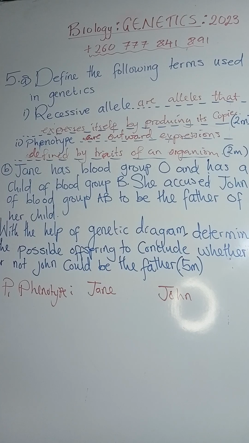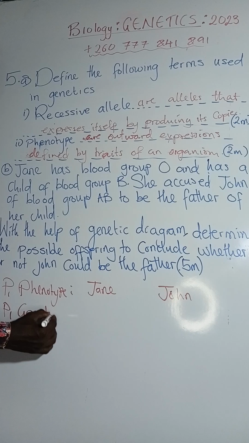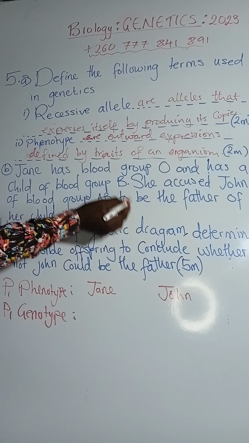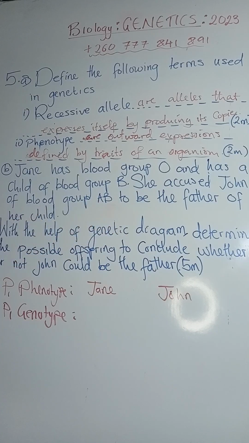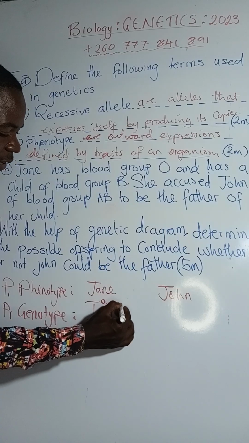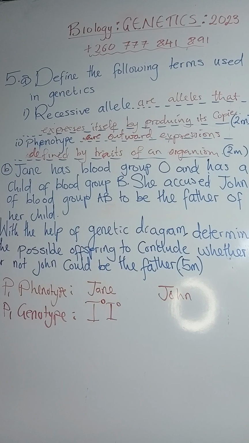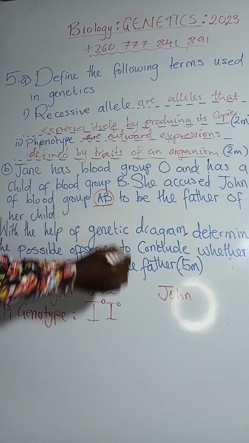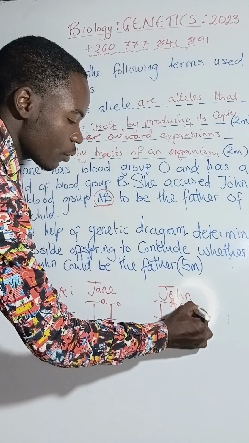Since these are blood groups, they are determined by the genotype for the blood group. We are going to have the parent genotype. Every blood group can be represented with the big letter I. According to the question, Jane has blood group O, so we write it like this. She accused John of having blood group AB, so we write blood group AB like that.